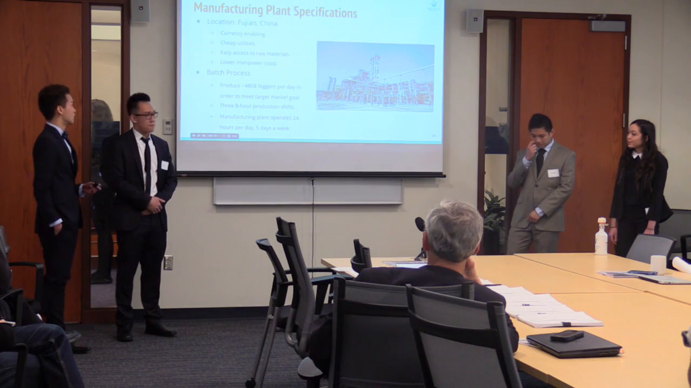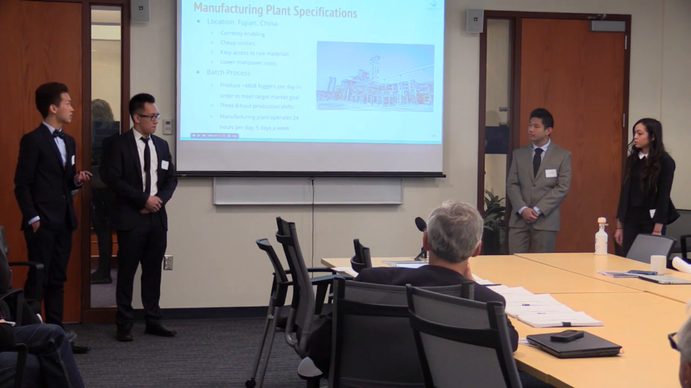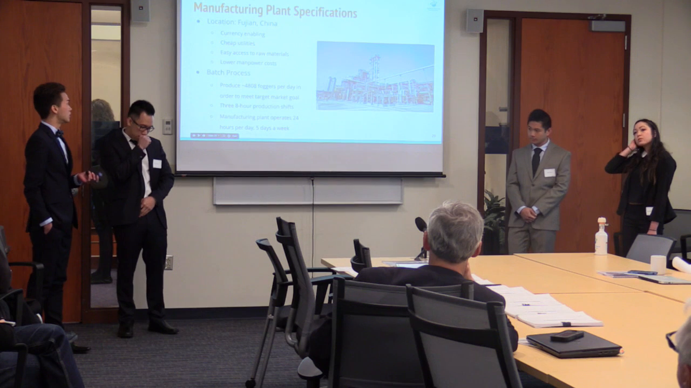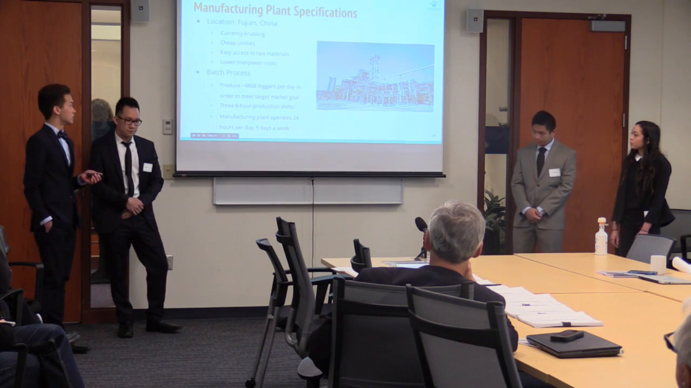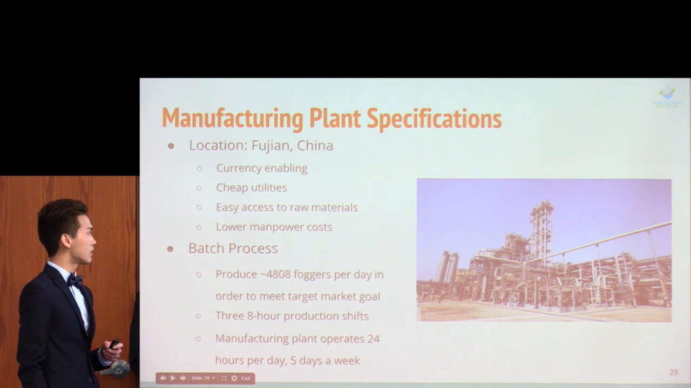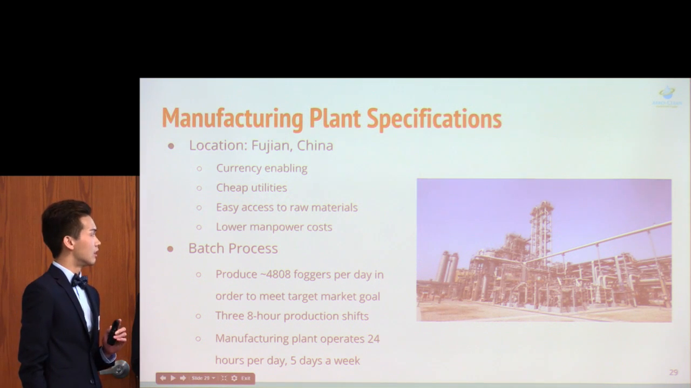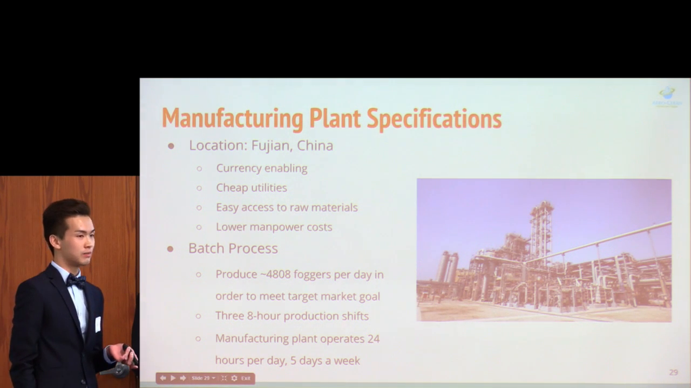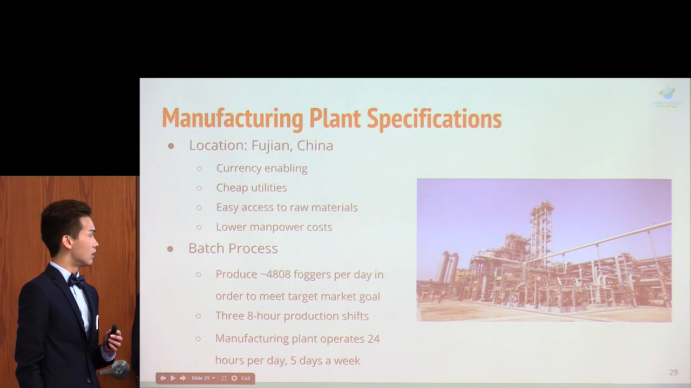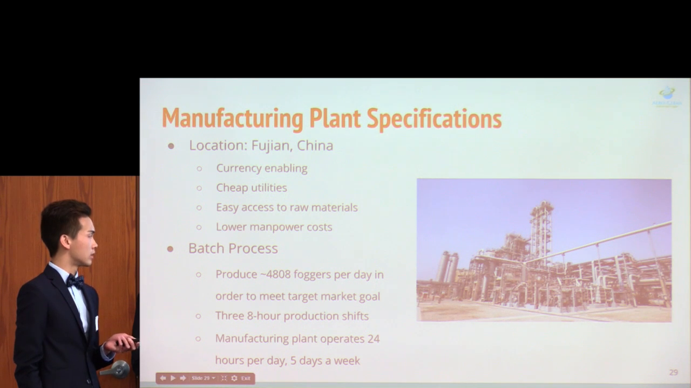So going a little into our manufacturing plant, we decided our plant would be located in Fujian, China, because it's really currency enabling. There are cheap utilities, easy access to raw materials, since most of our vendors will be from China, and lower manpower costs overall. The process is going to be a batch process. We're planning on producing 4,808 foggers a day in order to meet our target market goal of $12.5 million. This is approximately 1.25 million foggers a year. The plant will operate for 24 hours a day for 5 days a week with 3 8-hour production shifts per day.